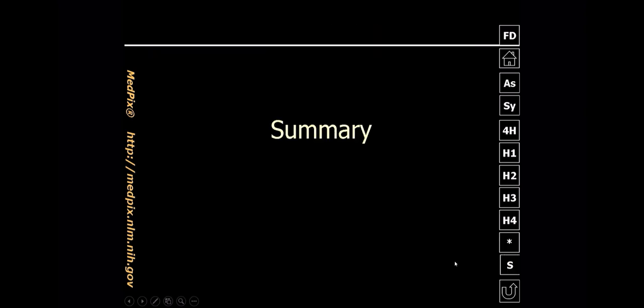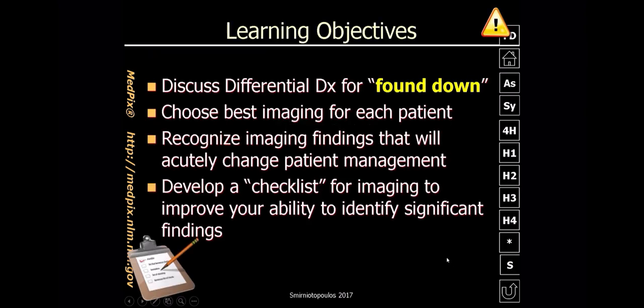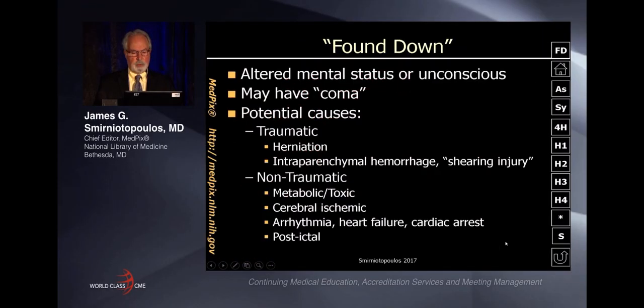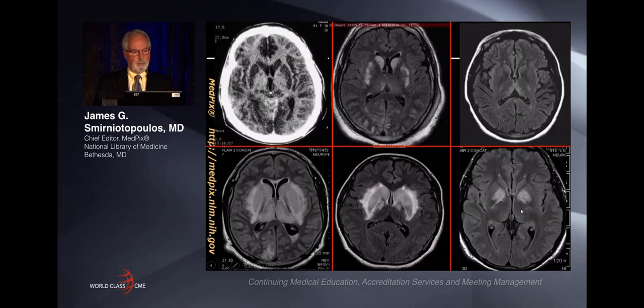So I want to summarize what we had a chance to talk about this morning. We talked about the differential diagnosis for found down, which is very, very broad. Many different things can cause an altered mental status. They can be traumatic or non-traumatic, and the patient may have a combination of both. These are the cases that we looked at of symmetric lesions involving the gray matter and sometimes the cortical gray matter as well as the deep gray matter.